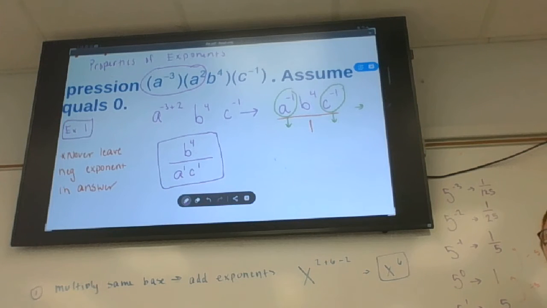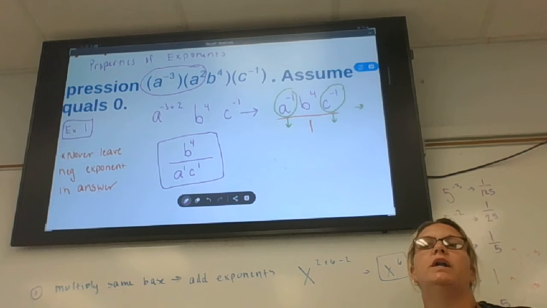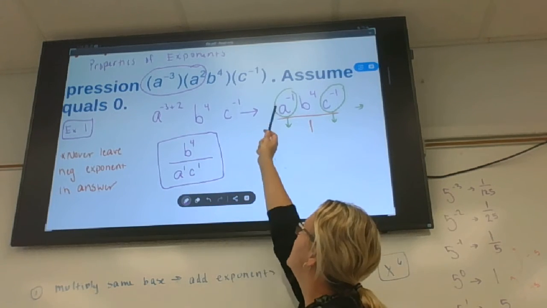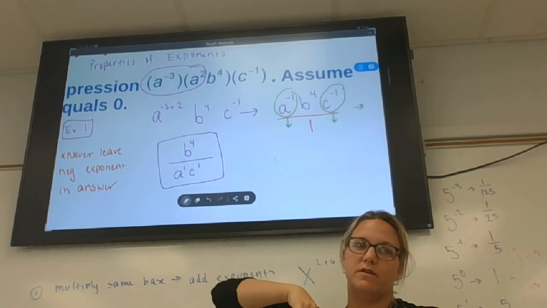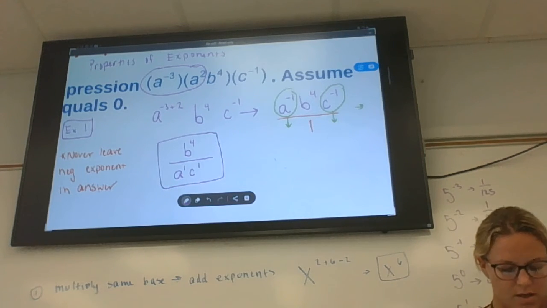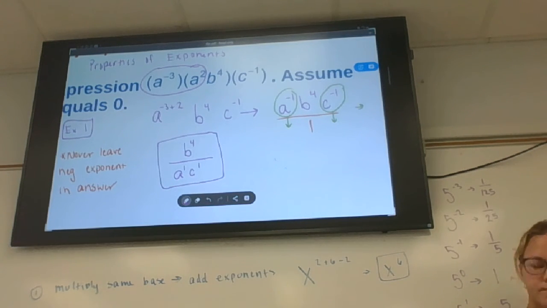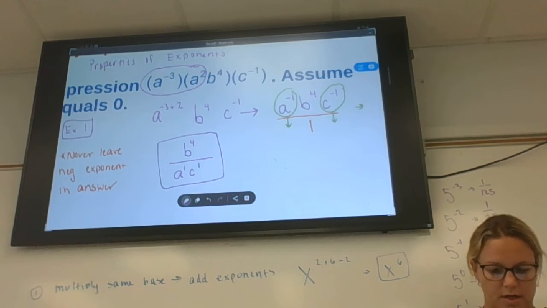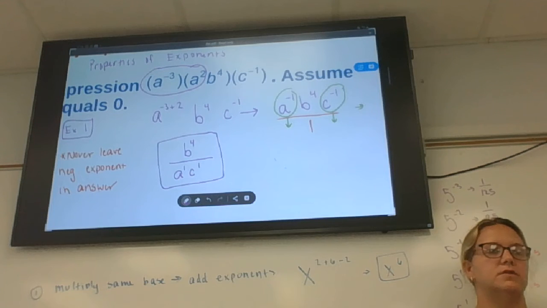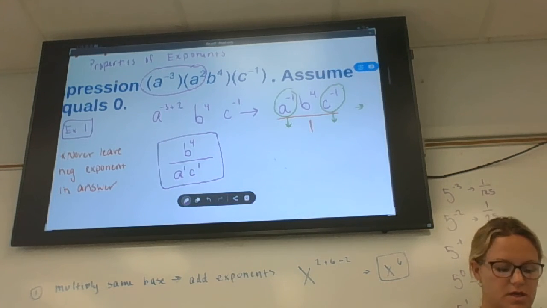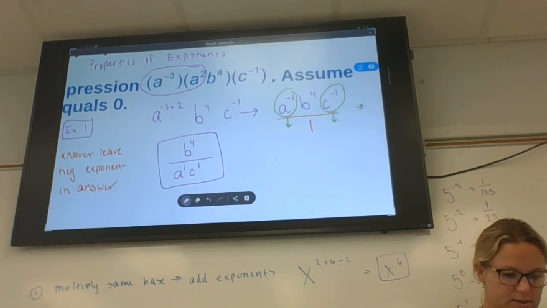Now, do we really need to write those little ones there? No. Yeah, it could just be AC. AC would be a little better. But I'm just showing you, I take whatever that is, and I make it positive after it's moved. Okay, let's try another one. So every one of these problems looks extremely unique and different. It's just practicing the properties.